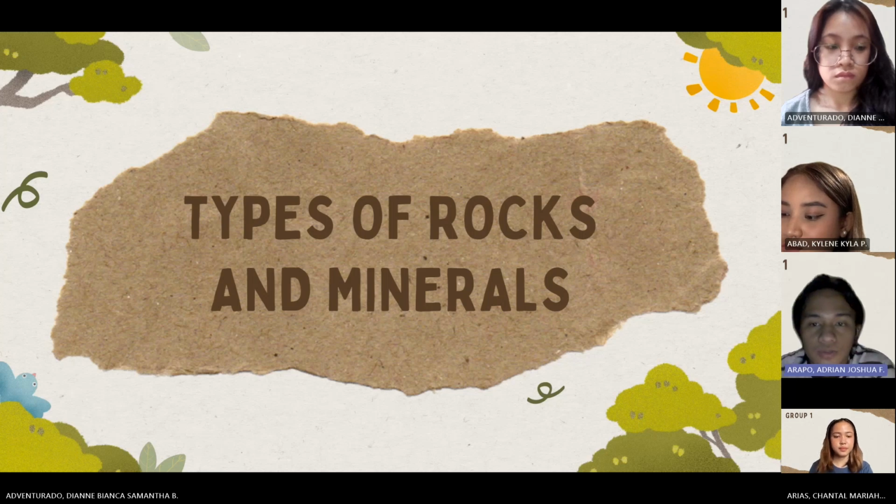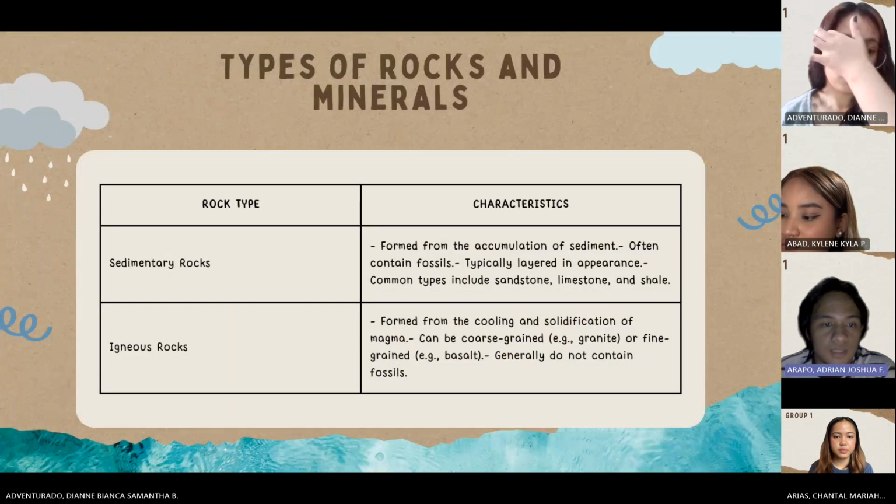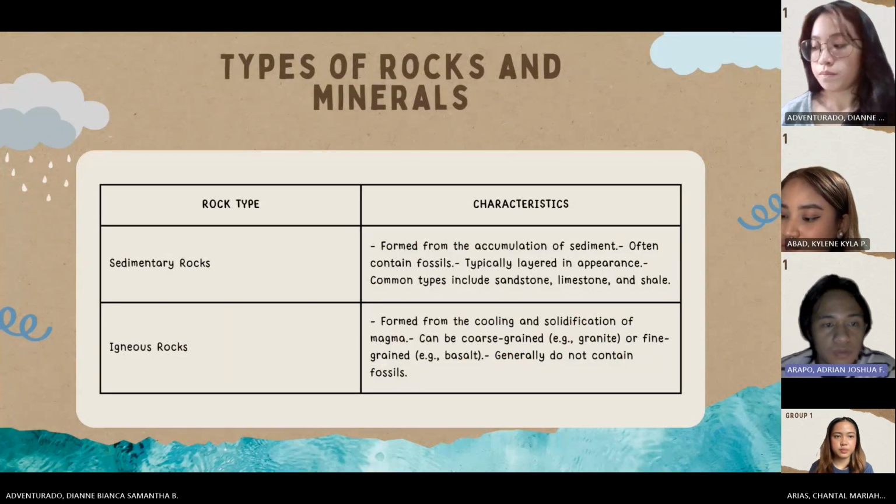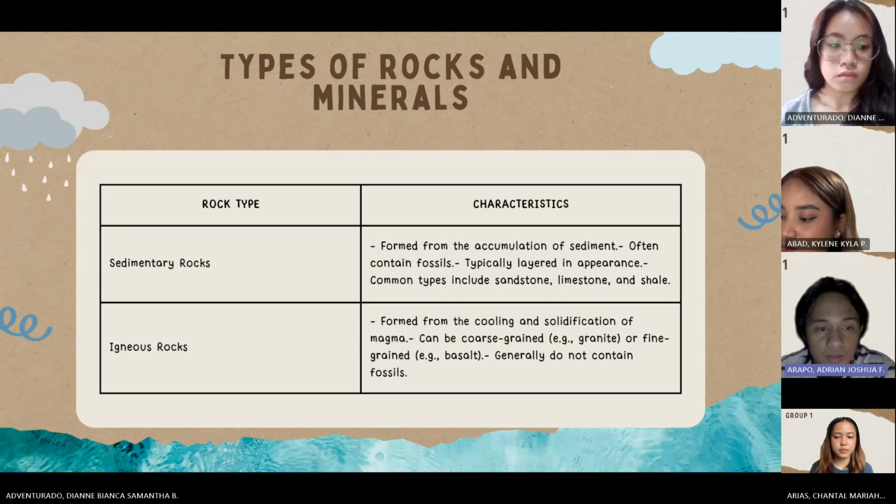So today I will walk you through the three major types of rocks: sedimentary, igneous, and metamorphic rocks. Let's explore each type and their key characteristics. Next slide, please. So as you can see on the table, we'll be focusing much on the sedimentary rocks and the igneous rocks. So the sedimentary rocks, these rocks are formed through the accumulation of sediments.